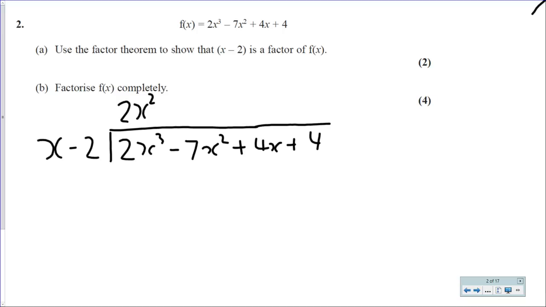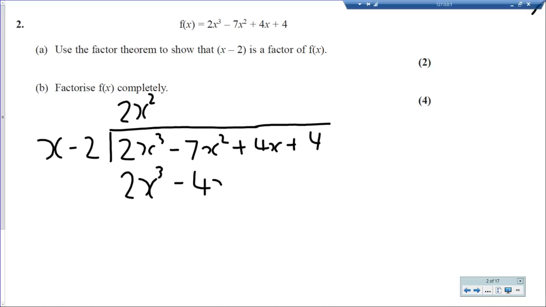Unfortunately, it's not quite that simple. So what we're going to do is if we do 2x squared now times the x minus 2, so 2x squared times x is going to be 2x to the power 3, which is good, which means we've got that correct there. That shouldn't be anything different than the first term. Then we do 2x squared times the minus 2. Well, that will give us 4x squared.